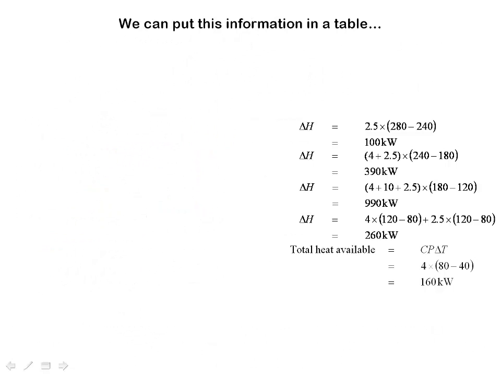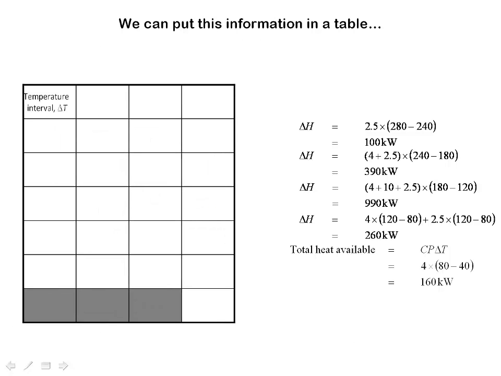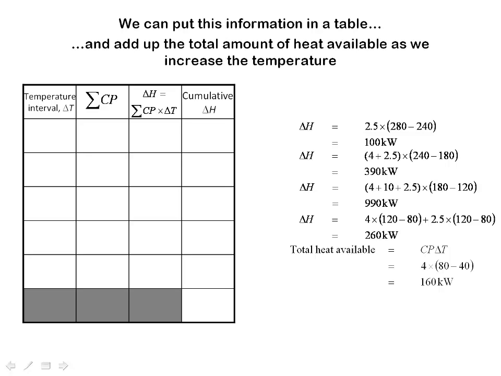We can put this information in a table. So here's a table, and we're going to identify the relevant temperature ranges, the sum of the flowing heat capacities of all the streams in each temperature range, and then from that information we can calculate the total amount of heat available in that temperature range, and then in our right hand column we can add that up. So starting at the bottom, add up the total amount of heat available as we increase the temperature.